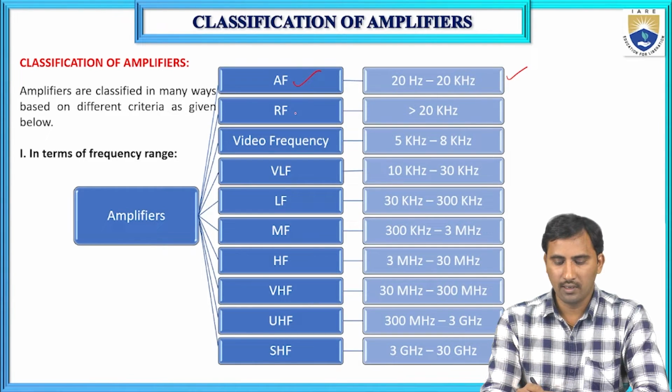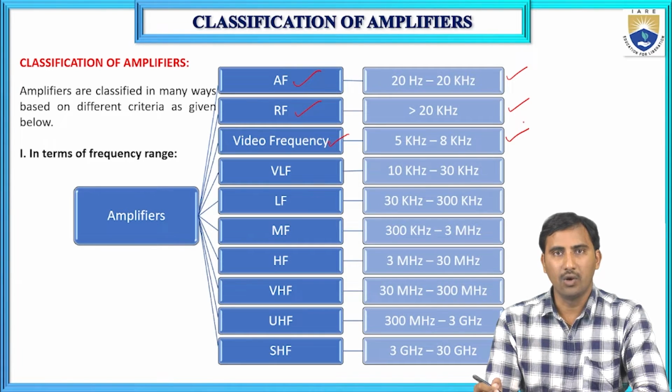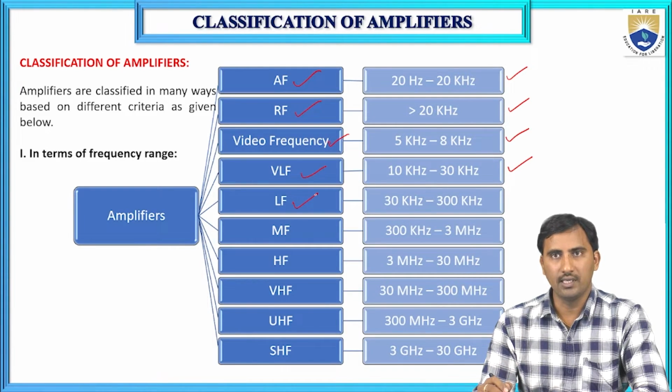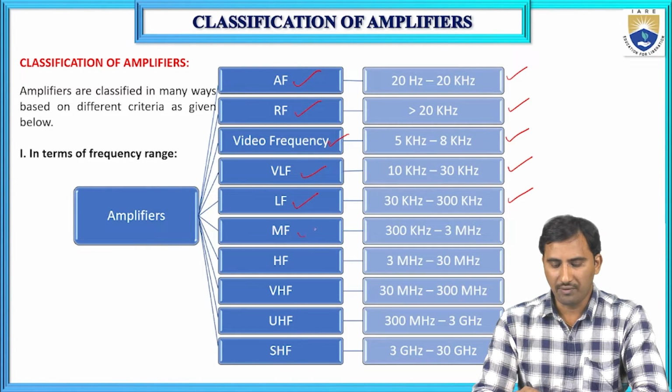Coming to the second one, RF, radio frequency: the range of frequencies will be greater than 20 kHz. The third one, video frequency, is 5 kHz to 8 kHz. Very low frequency is 10 kHz to 30 kHz. Next, low frequency is 30 kHz to 300 kHz. Medium frequency is 300 kHz to 3 MHz. High frequency is 3 MHz to 30 MHz.